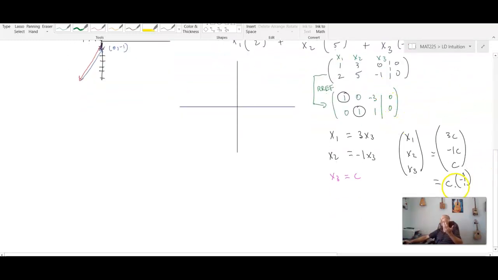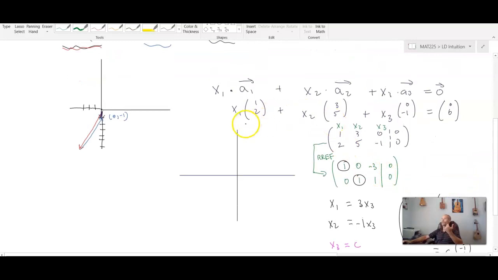Well, if I let c be 1, just to demonstrate this, if I replace this guy with a 3, and I replace this guy with a negative 1, and I replace this guy with a 1, that's going to give me 3 minus 3 plus 0 is 0. Check. And we have 6 minus 5 is negative 1.